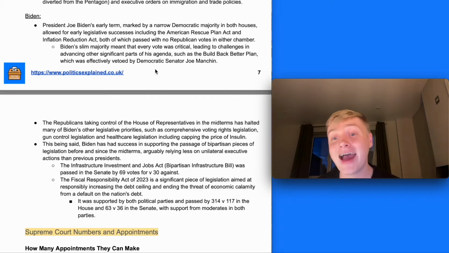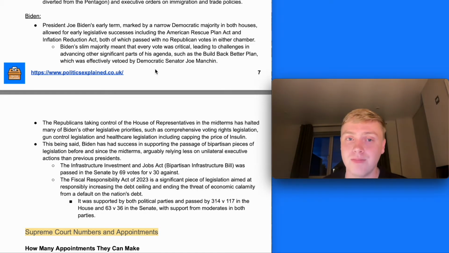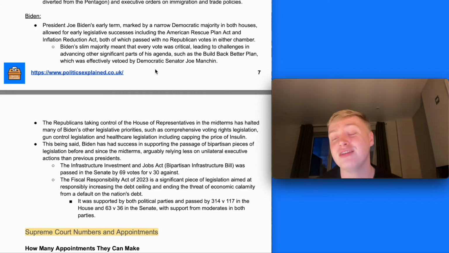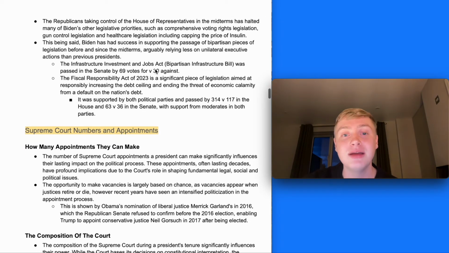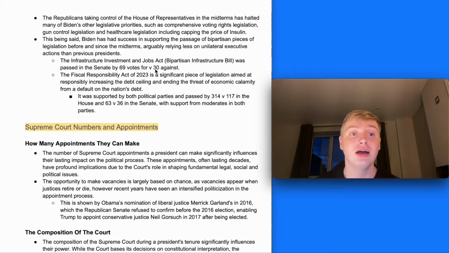Biden's slim majority meant that every vote was critical, leading to challenges in advancing other parts of his agenda, though. So the Build Back Better Act was effectively vetoed by Democratic Senator Joe Manchin, who withdrew his support. The Republicans taking control of the House of Representatives in the midterms in 2022 has halted many of Biden's other legislative priorities, such as comprehensive voting rights legislation, gun control legislation, and healthcare legislation, including capping the price of insulin.